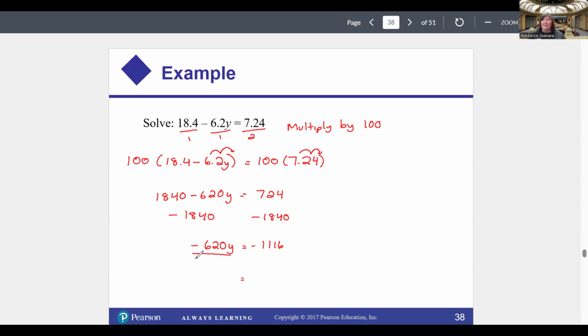Divide both sides by negative 620. 1116 divided by 620, and that's going to give me a 1.8. You probably don't want to check by hand.